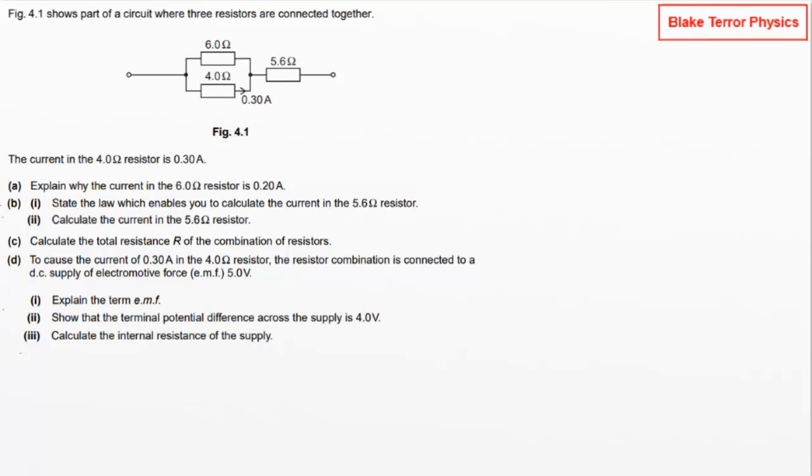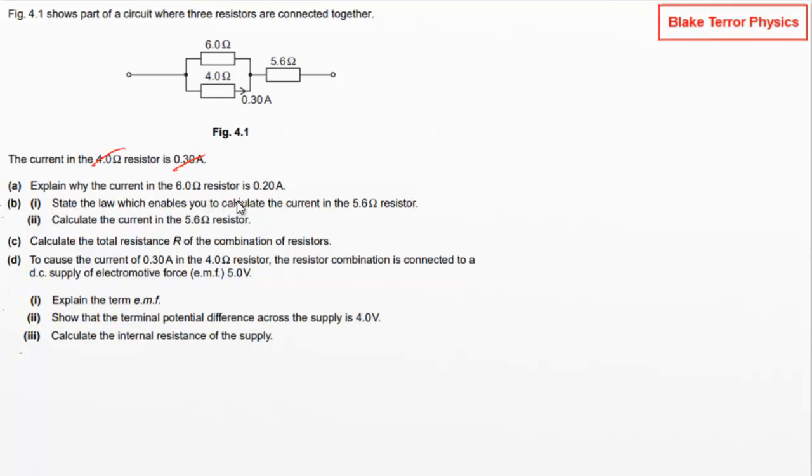Okay, more circuits questions. Figure 4.1 shows part of a circuit where three resistors are connected together. So 6 ohms and 4 ohms in parallel, with 5.6 ohms then added in series. The current in the 4 ohm resistor is 0.3 amps. This is all in the picture, so we don't need any of that.